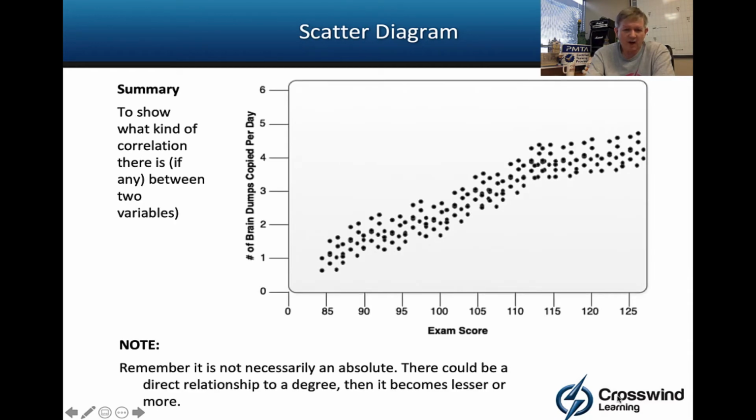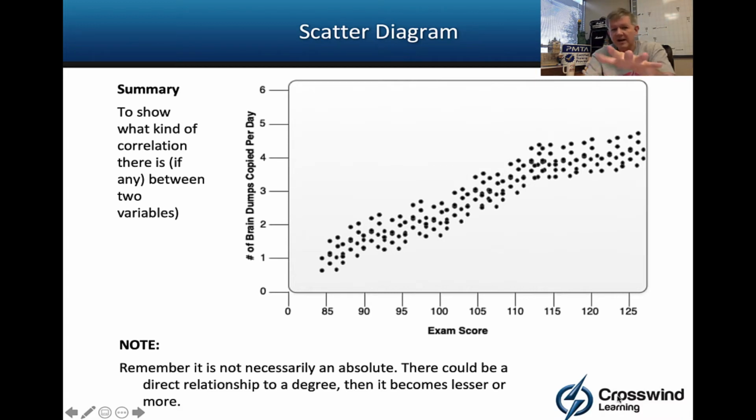Now the scatter diagram, I jokingly say in my class, I got this graphic off of Abraham Lincoln's Facebook page, and he said George Washington tweeted it to him. And so what this shows you is the number of brain dumps copied per day and your overall exam score. And you might be going, Abraham Lincoln's Facebook page and George Washington's Twitter account? Yeah, well, those tools weren't around back then, and PMI doesn't share an exam score either, so all three of those things are nonfiction. But it's a really good example.